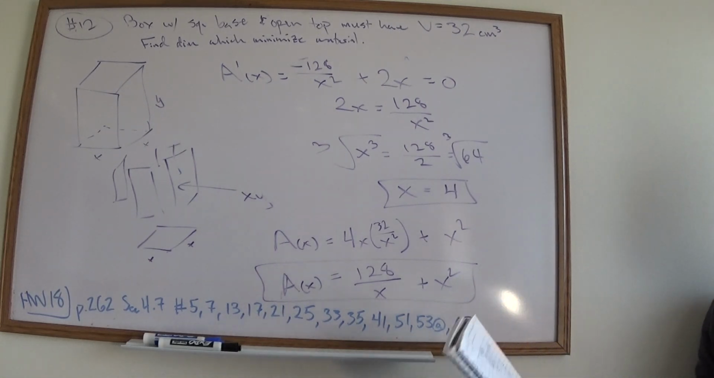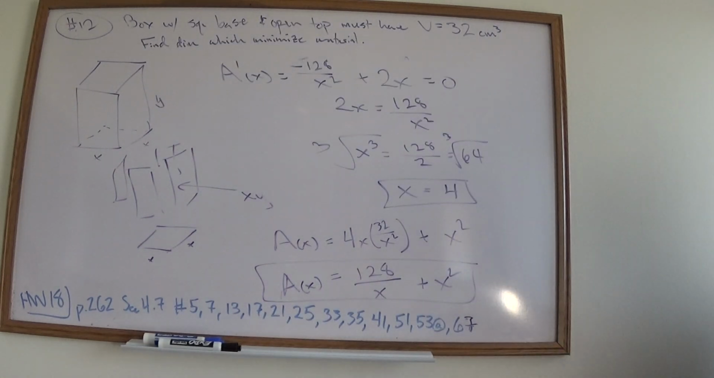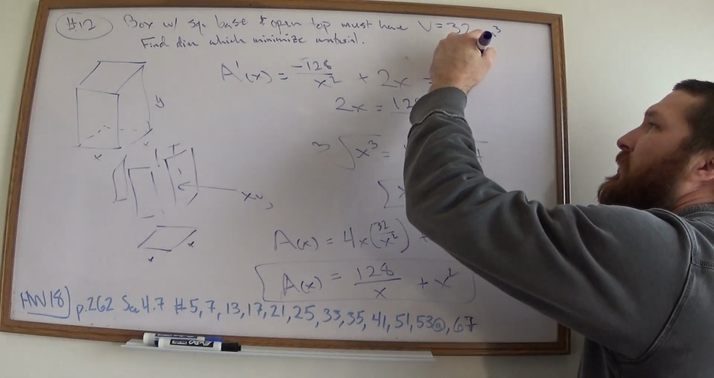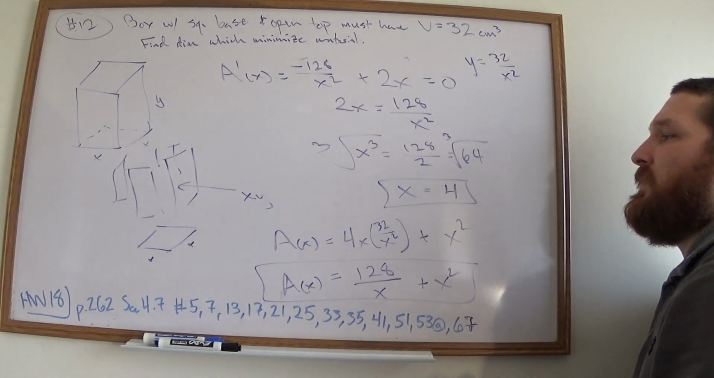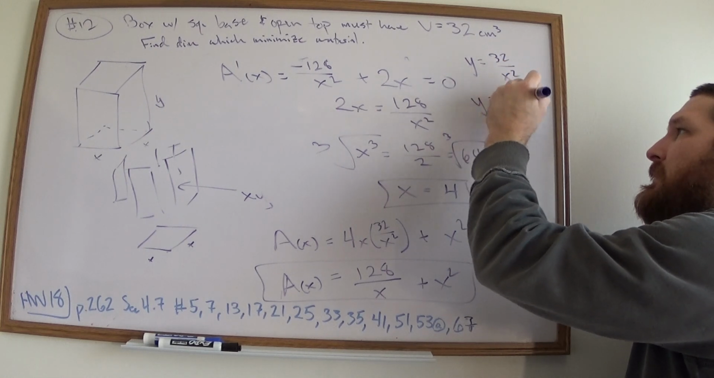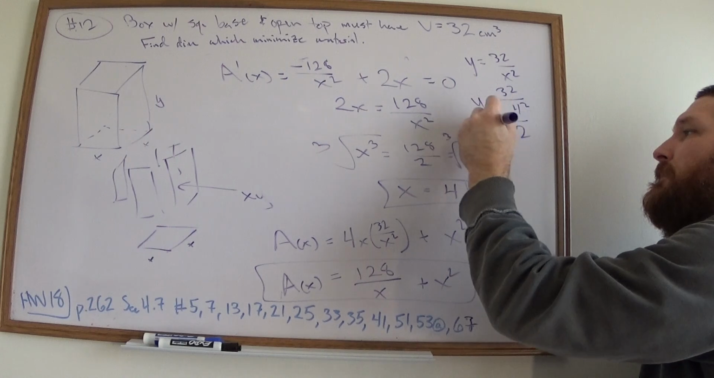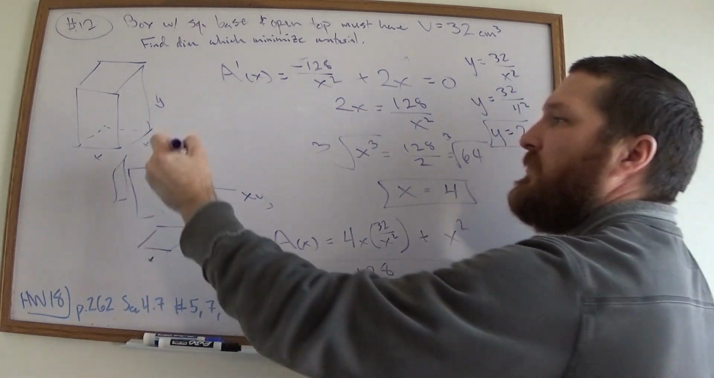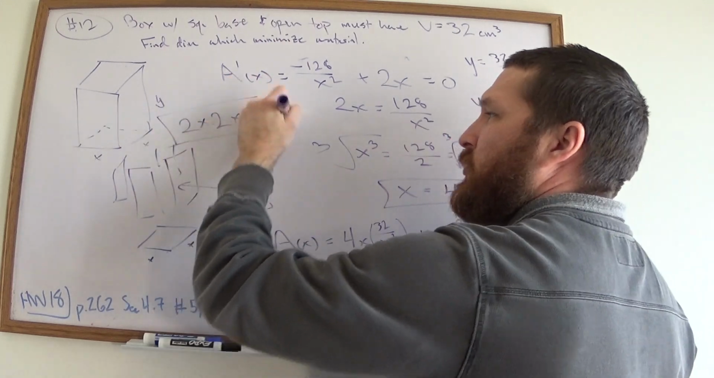Okay, and now it says find the dimensions. Have we found the dimensions? No, not all of them. We need y. I erased it, but you should always leave this up there. We know that x is 4, so I'm going to plug it in here. 32 over 4 squared, which is 16. This actually works out to 2. So the dimensions are 2 by 2 by 2.